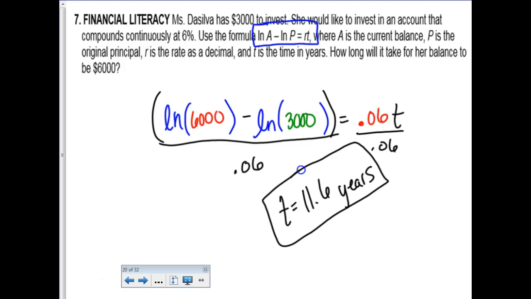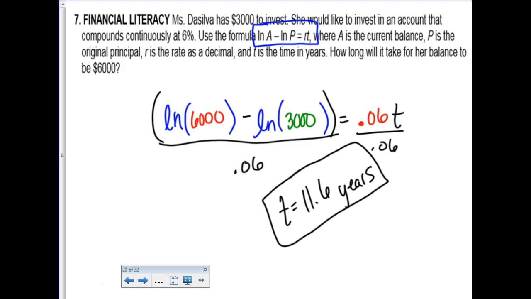Like, people don't usually have... Well, first of all, you're not going to find an interest rate of 6%. That's the first issue. Most people don't let their money sit still for 11.6 years either. If you're just letting it sit in a savings account, that's kind of weird. So we're going to have more realistic questions coming up.